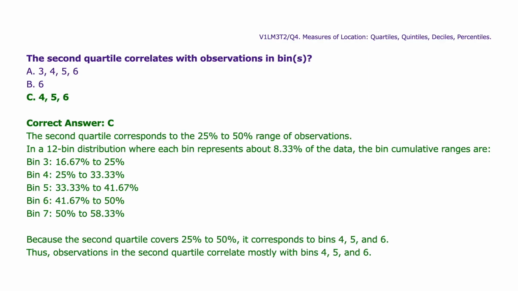Find where 25% and 50% cumulative percentages fall in the table. 25% ends exactly at bin 3, the upper bound. 50% ends exactly at bin 6, upper bound. The second quartile, 25% to 50%, includes all observations above the 25th percentile, up to and including the 50th percentile. Bins 4, 5, and 6, covering cumulative 25% to 50%.